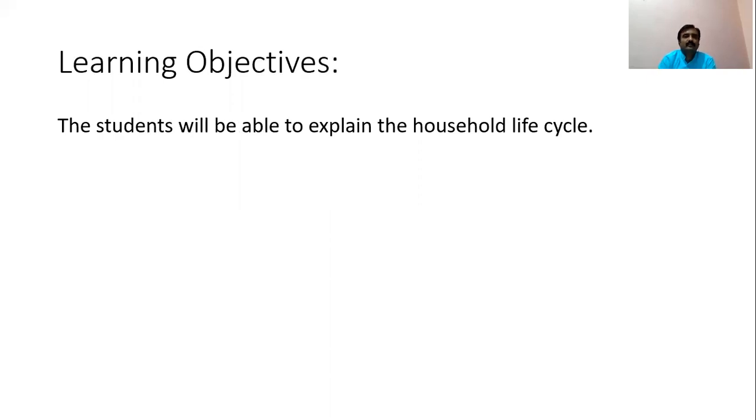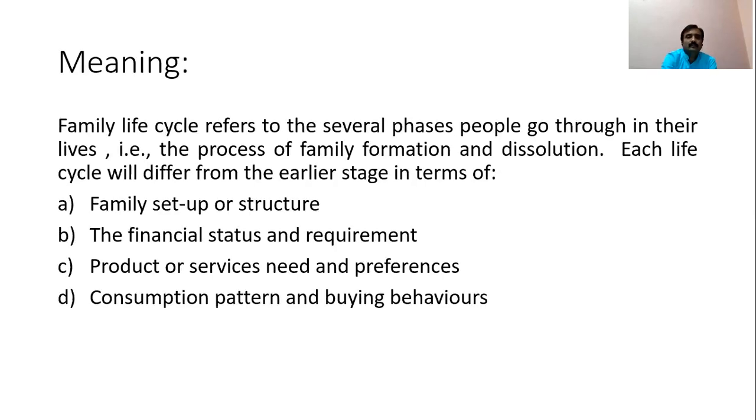In the present video lecture, the objective of learning is that we will be able to explain the household life cycle, and the outcome of the session is to explain the household life cycle. Let us understand the meaning of FLC, family life cycle. Family life cycle refers to the several phases people go through in their lives, the process of family formation and dissolution, from how they form the family to how they dissolve their family.